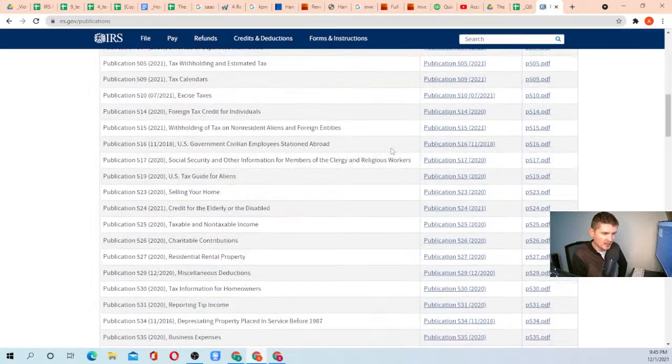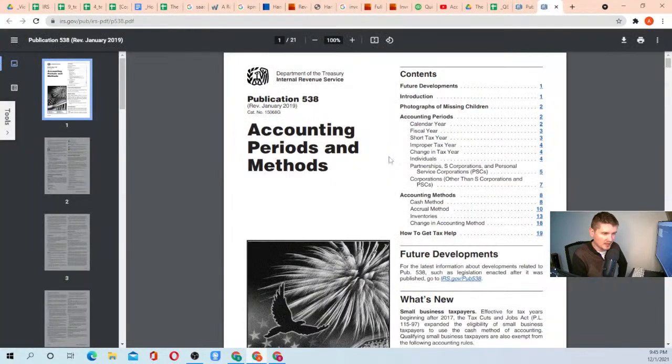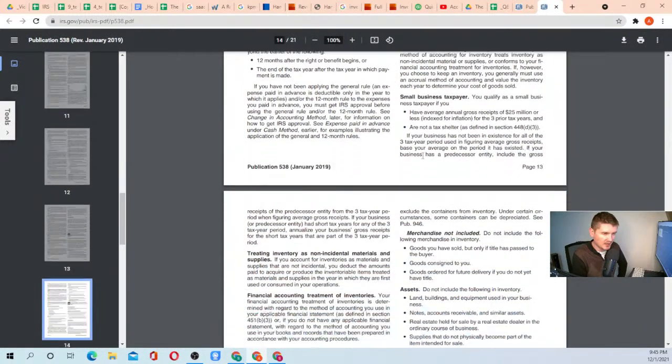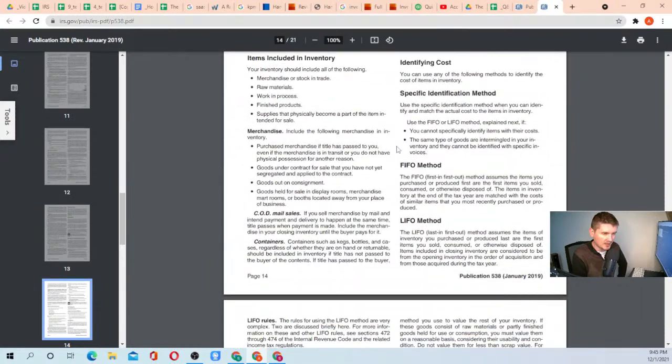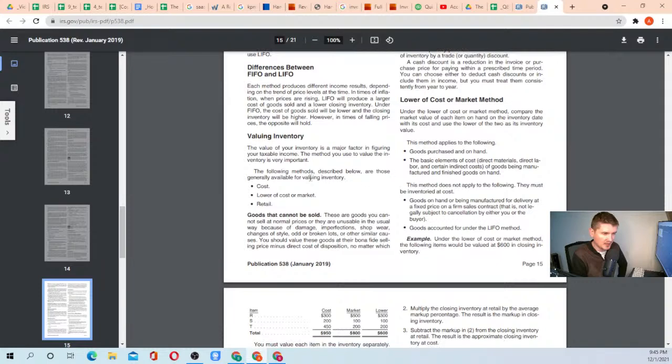I believe this would be publication 538, accounting periods and methods. For some reason they included inventories here. And for the inventories, first of all, we have a provision for goods that cannot be sold.